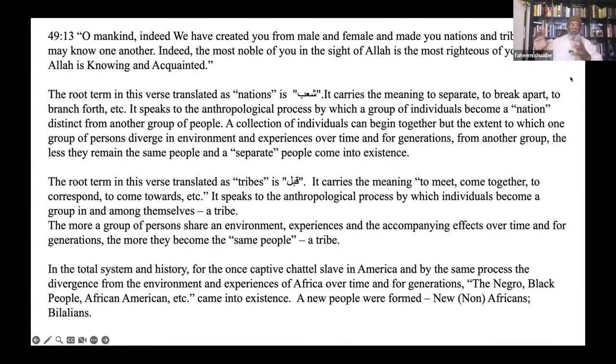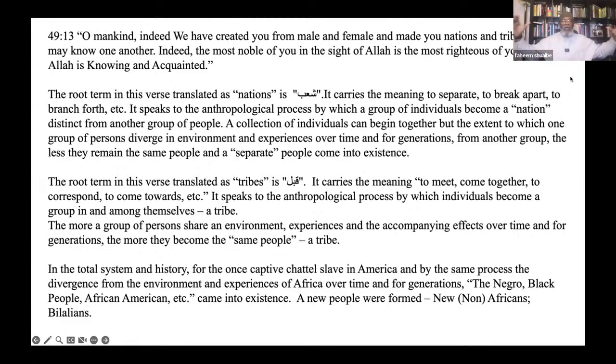They were different, but then when they came here, with that shared experience, that shared environment over time, they became the same people. We became a tribe. Farad talks to us, calls us the tribe of Shabazz, right? We became a tribe. How do we become a tribe?